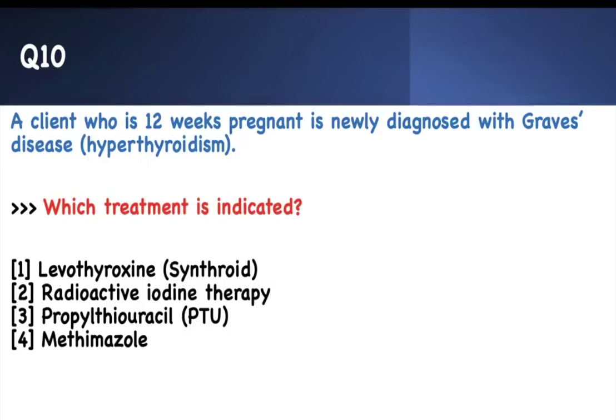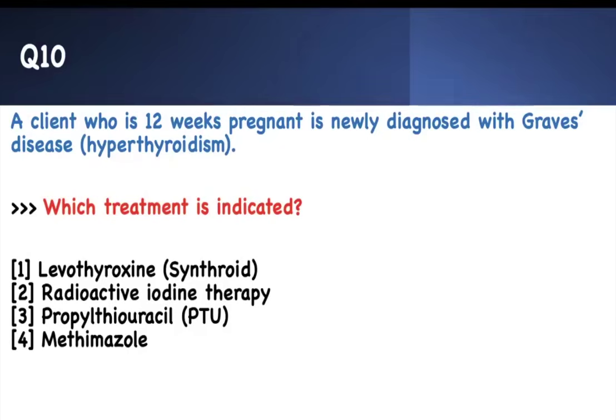But this question requires critical thinking. I want you to try it, think about the answer, and put it down, and let me know what you think. Then listen to me. It's a test-taking strategy. A client who is 12 weeks pregnant is newly diagnosed with Graves' disease. Which treatment is indicated? Levothyroxine, radioactive iodine therapy, PTU, and methimazole. Stop the video, answer it, and let me know what you pick.